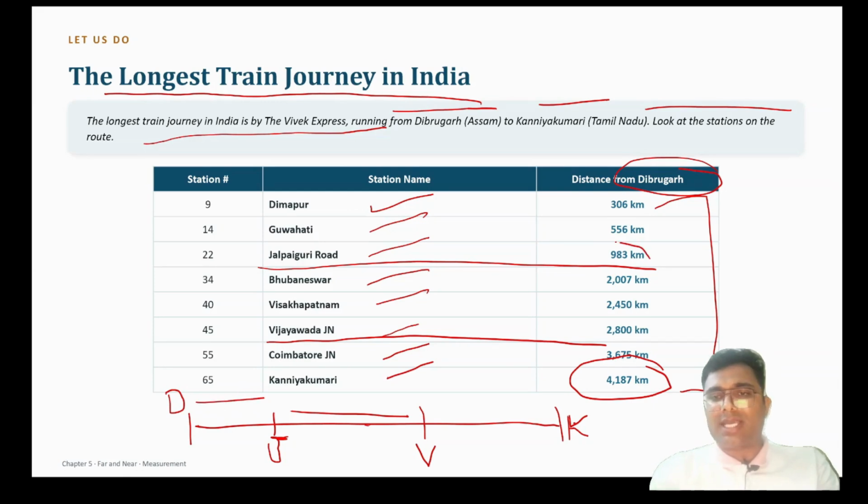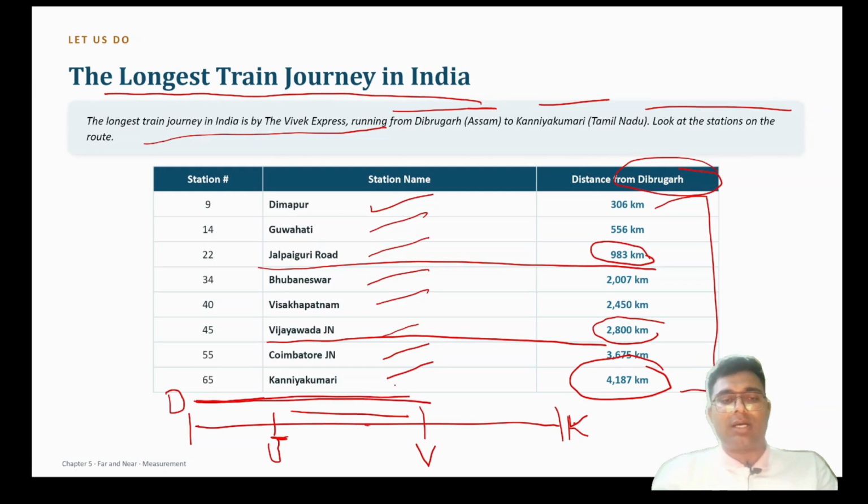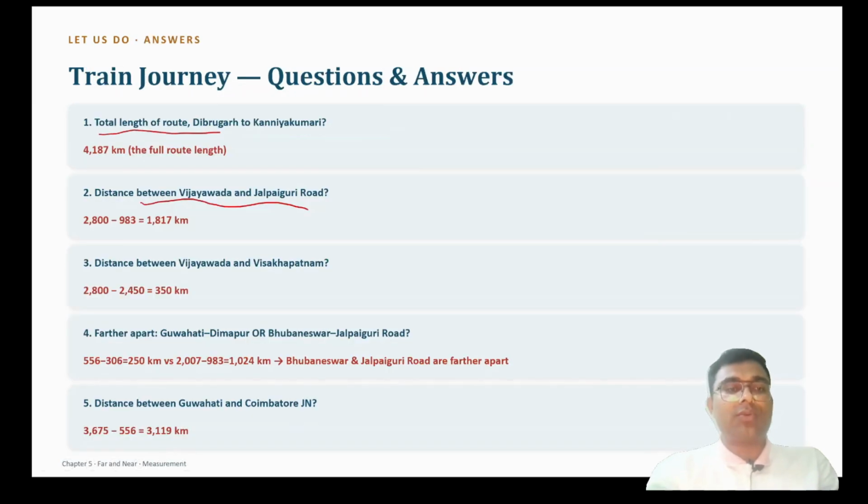The distance from Dibrugarh to Jalpaiguri is given. That is 983 kilometers. And the distance from Dibrugarh to Vijayawada is also given, that is 2800 kilometers. So if we subtract this small distance from this distance, we will have the distance from Jalpaiguri to Vijayawada. The distance between Vijayawada and Jalpaiguri is 1817 kilometers.